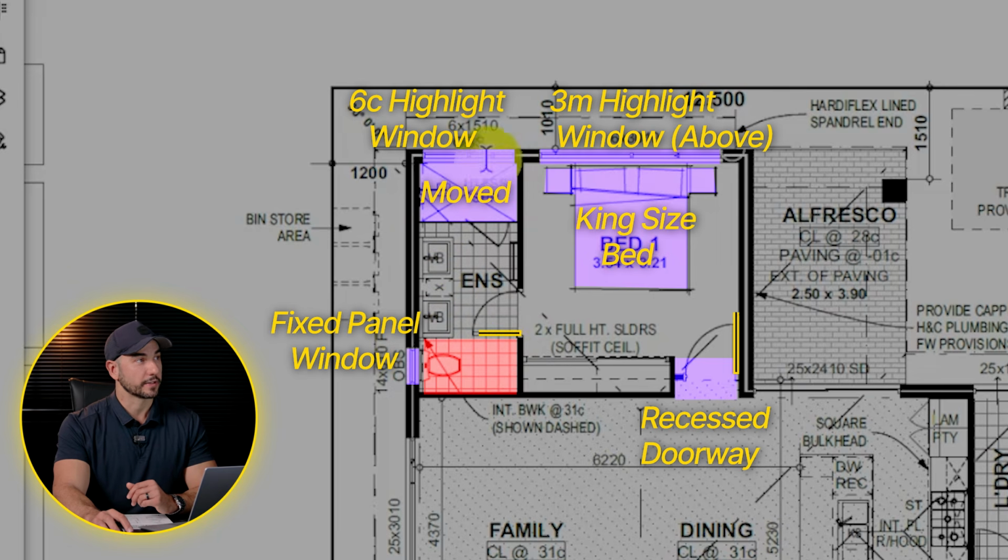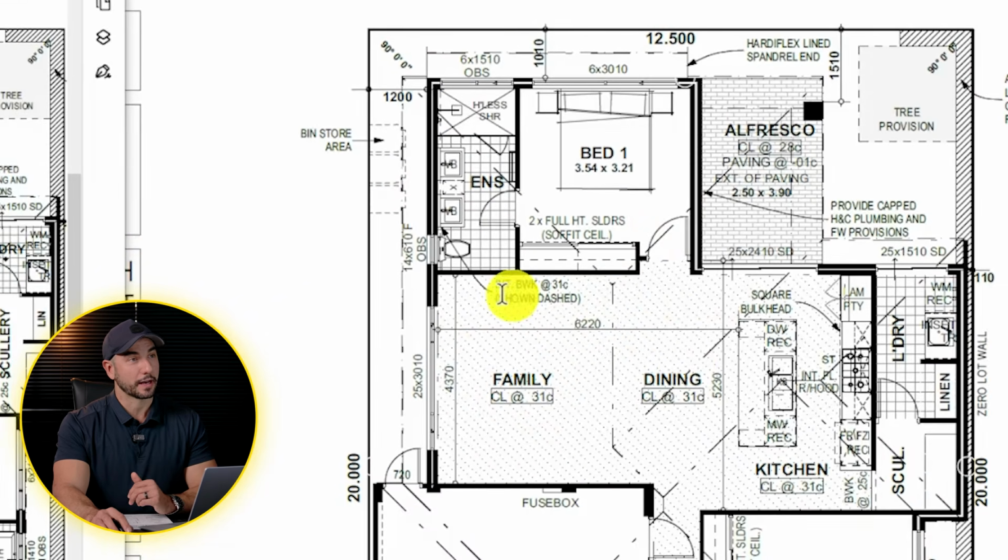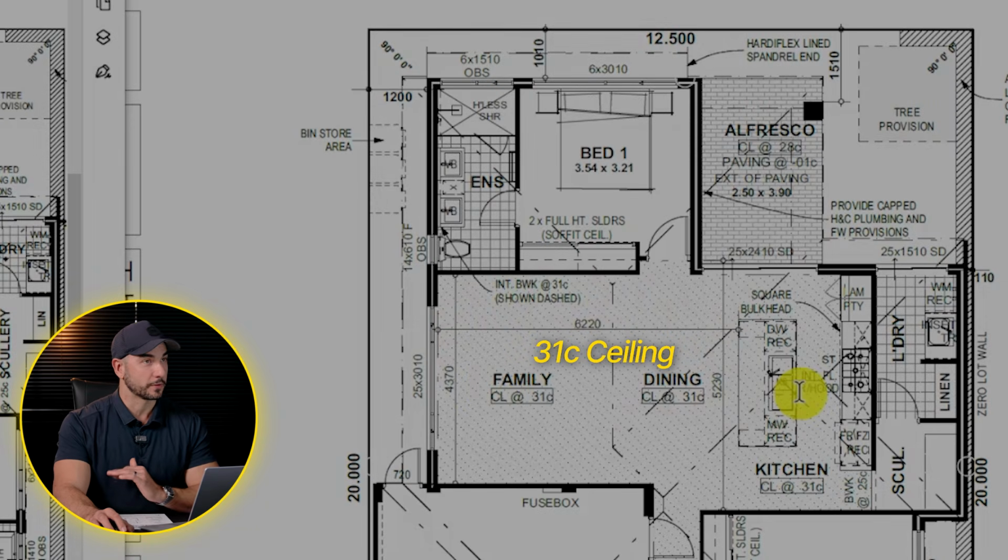So this works really well, and I've also increased the depth of this room to 1950 millimeters, which is the minimum that we want to have. Now I'm happy with this space. It's functional, it works well, it fits in everything that we need. Also, the family dining works well. We've got our 31-course ceilings throughout. It's going to feel really open.